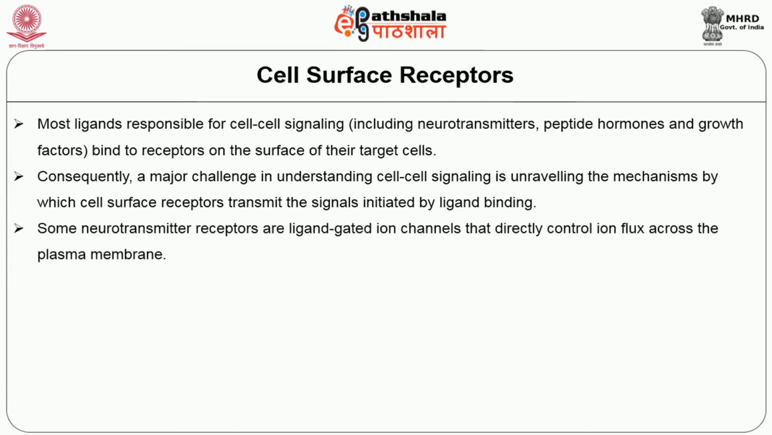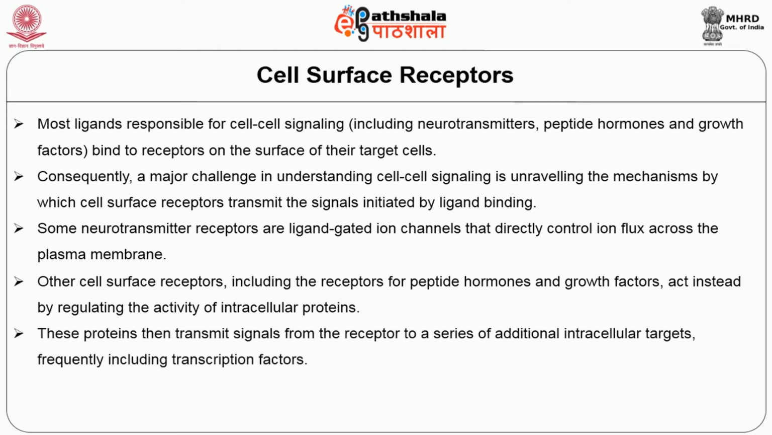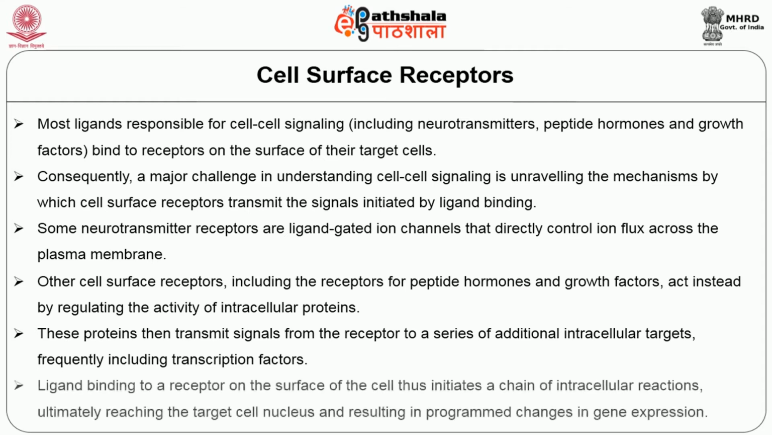Some neurotransmitter receptors are ligand-gated ion channels that directly control the ion flux across the plasma membrane. Other cell surface receptors, including the receptors for peptide hormones and growth factors, act instead by regulating the activity of intracellular proteins. These proteins then transmit the signals from the receptor to a series of additional intracellular targets, frequently including transcription factors. Ligand binding to a receptor on the surface of the cell thus initiates a chain of intracellular reactions, ultimately reaching the target cell nucleus and resulting in programmed changes in gene expression.